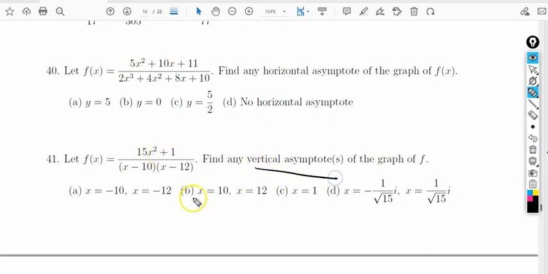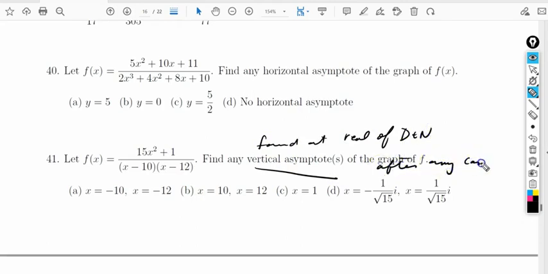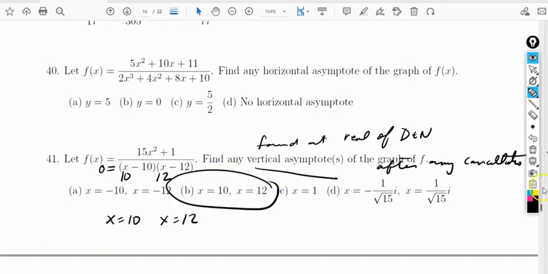Find the vertical asymptote of the graph. Vertical asymptotes are found at the real zeros of the denominator after any cancellation. So there's no canceling because 15x squared plus 1 doesn't factor. And what will make the denominator 0? If x is 10 and if x is 12. So we have two vertical asymptotes. Their equations are x equals 10 and x equals 12. The answer is B.